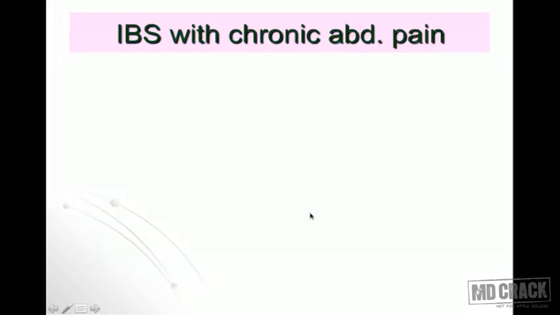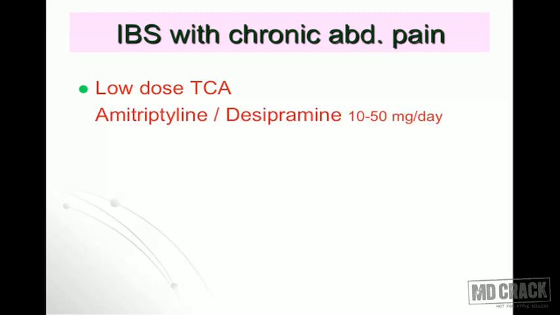Next we move on to irritable bowel syndrome with chronic abdominal pain. That's the third variety. Predominant diarrhea, predominant constipation, and IBS with chronic abdominal pain. This chronic abdominal pain type of irritable bowel syndrome responds well to tricyclic antidepressant drugs. Only difference is we use TCAs or tricyclic antidepressant drugs in a low dose. Look at the dose, just 10 to 50 milligrams every day, amitriptyline or desipramine.